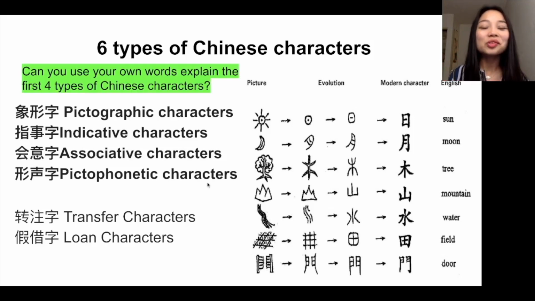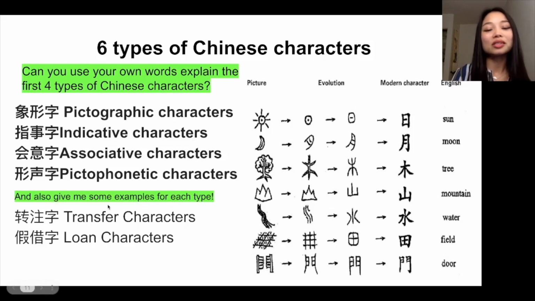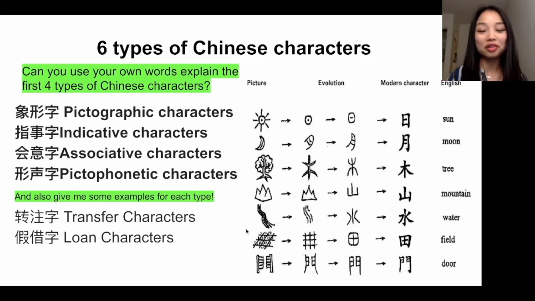Can you use your own words to explain the first 4 types of characters? Also, I want you to think about, for all my examples here, which type of character are they? And can you give me some examples for each type? Please feel free to put examples in the comments. I will also reply and check them for you.